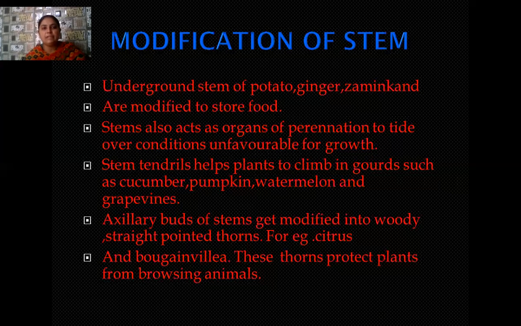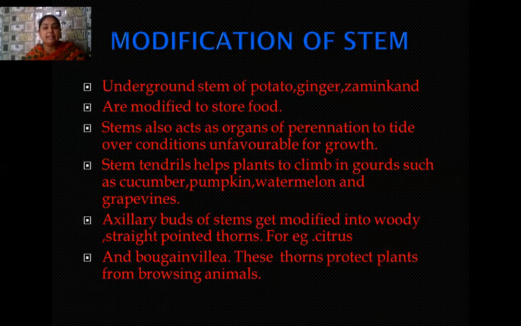Sometimes tendrils arise from the stem. As we all know, the function of tendrils is to climb. These stem tendrils are found in gourds such as cucumber, pumpkin, and watermelon, and in grapevines. In all of these, the stems get modified to form stem tendrils.